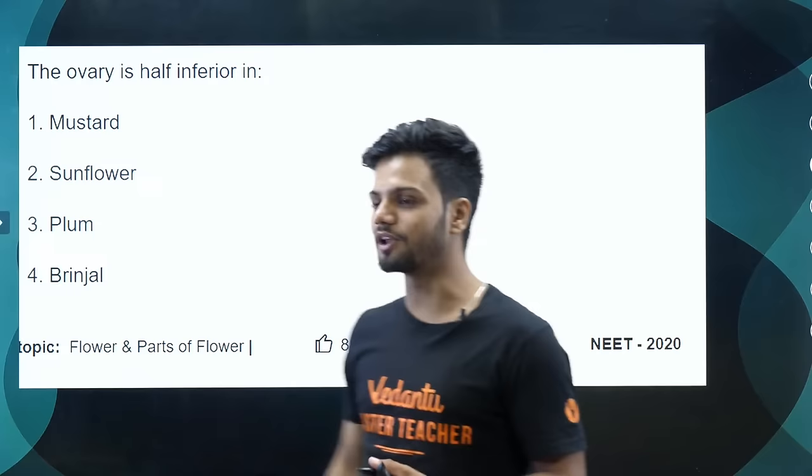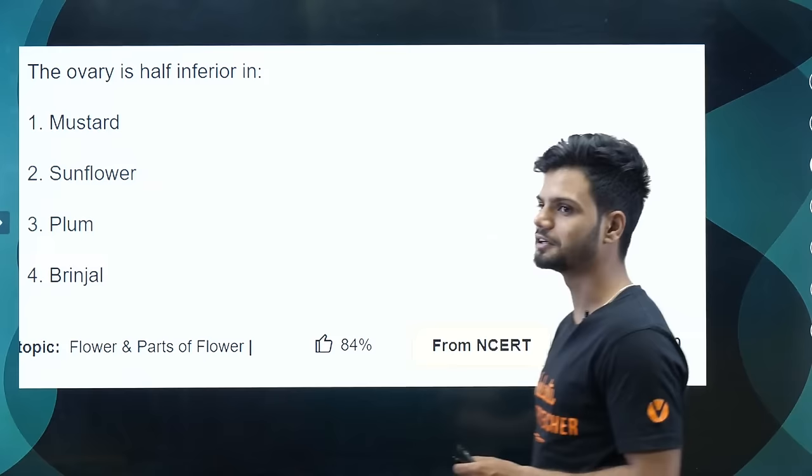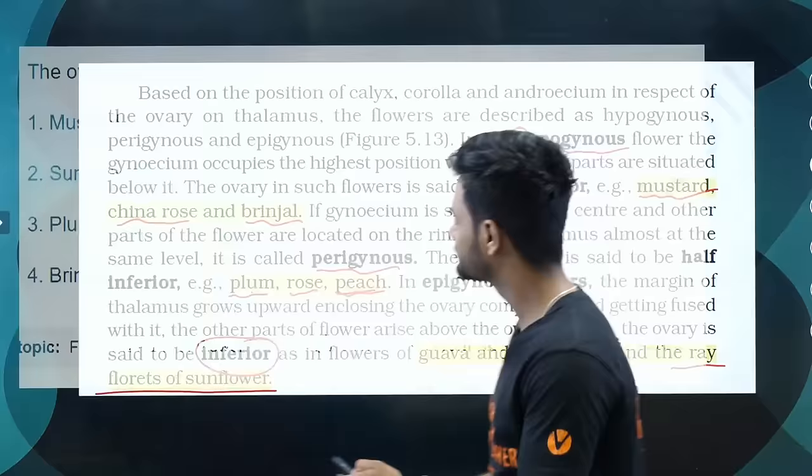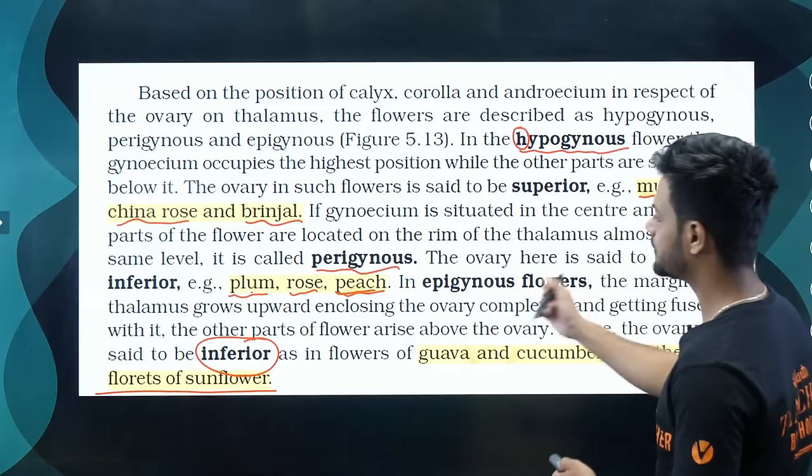Next question, all of you. Ovary is half inferior in... We just learned this. Ovary is half inferior. See here, half inferior. Where do you see? Perigynous. The ovary here is half inferior in plum, roses, and peaches.